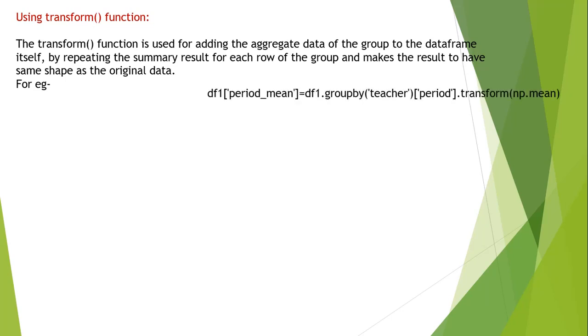Now let's see an example here. We have written df1 period underscore mean. Now df1 was already there, and now we are adding one more column in that df1 by the name period underscore mean. Now how are these values going to be taken? We just group by the column teacher, and the grouping of this teacher will result in some values for the period, and that period column has to be taken out, and the mean function is performed on it. So after grouping them according to the teachers, we will get some period values, and these period values have to be operated on with this mean operation.